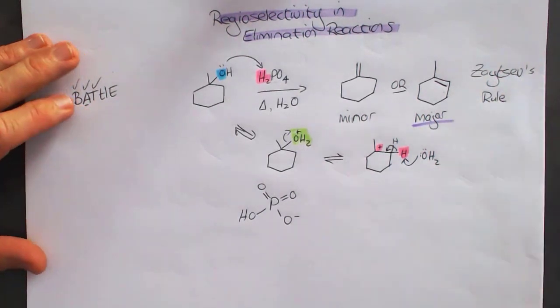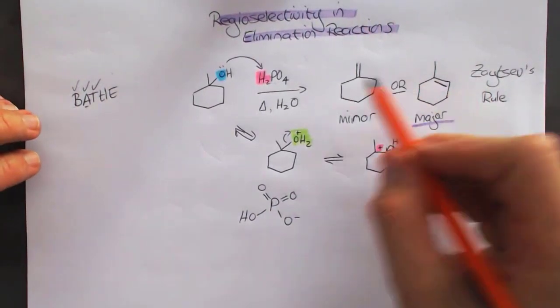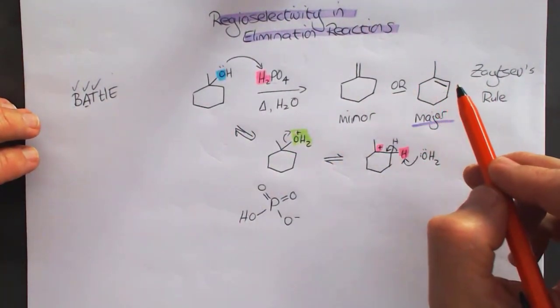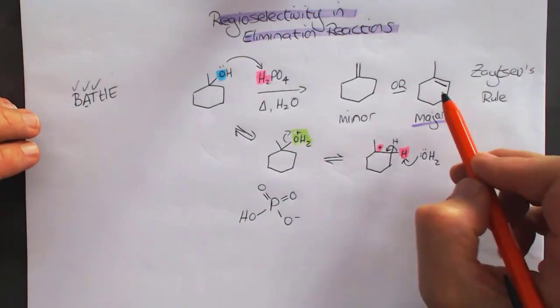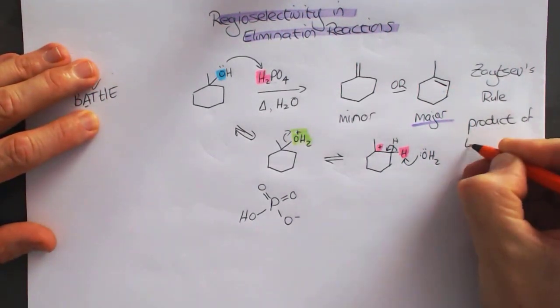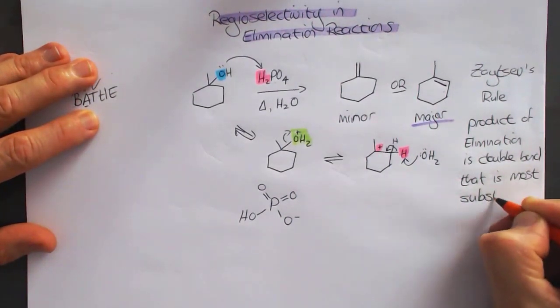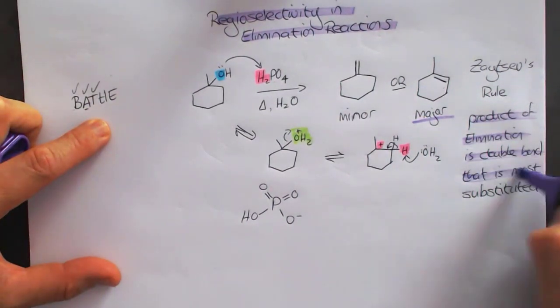And Zaitsev's rule essentially says that when we do elimination reactions, the major product is the double bond that is the most substituted. Let's write that down.